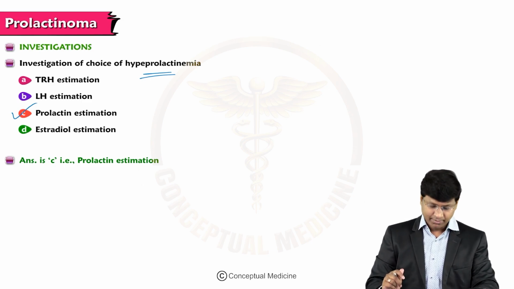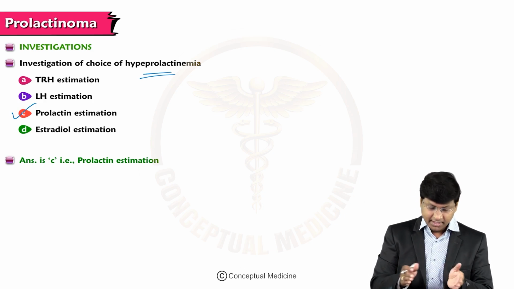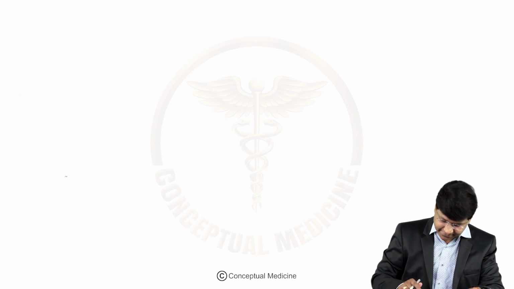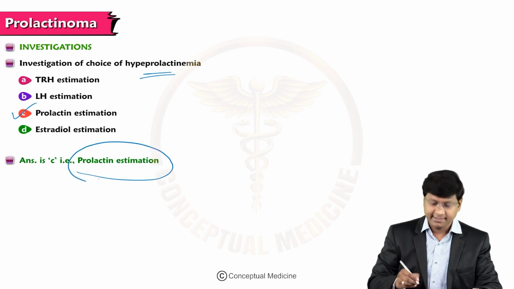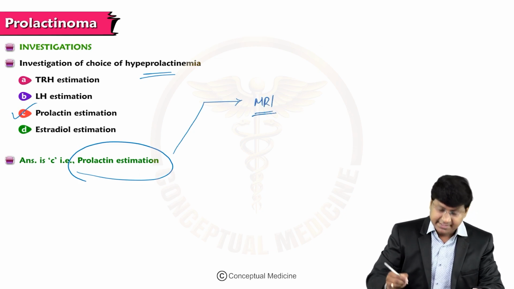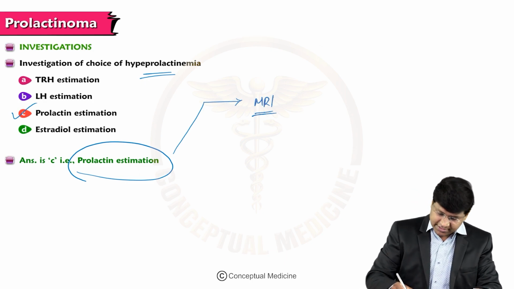Now, having discussed this, let me take up one of the very important questions: how do you treat these patients? But before the treatment, one more point I want to tell you is, after estimating the prolactin levels, the next important investigation you have to do is MRI. If the levels are more than 200 nanograms per ml, the next important investigation you need to do is MRI.